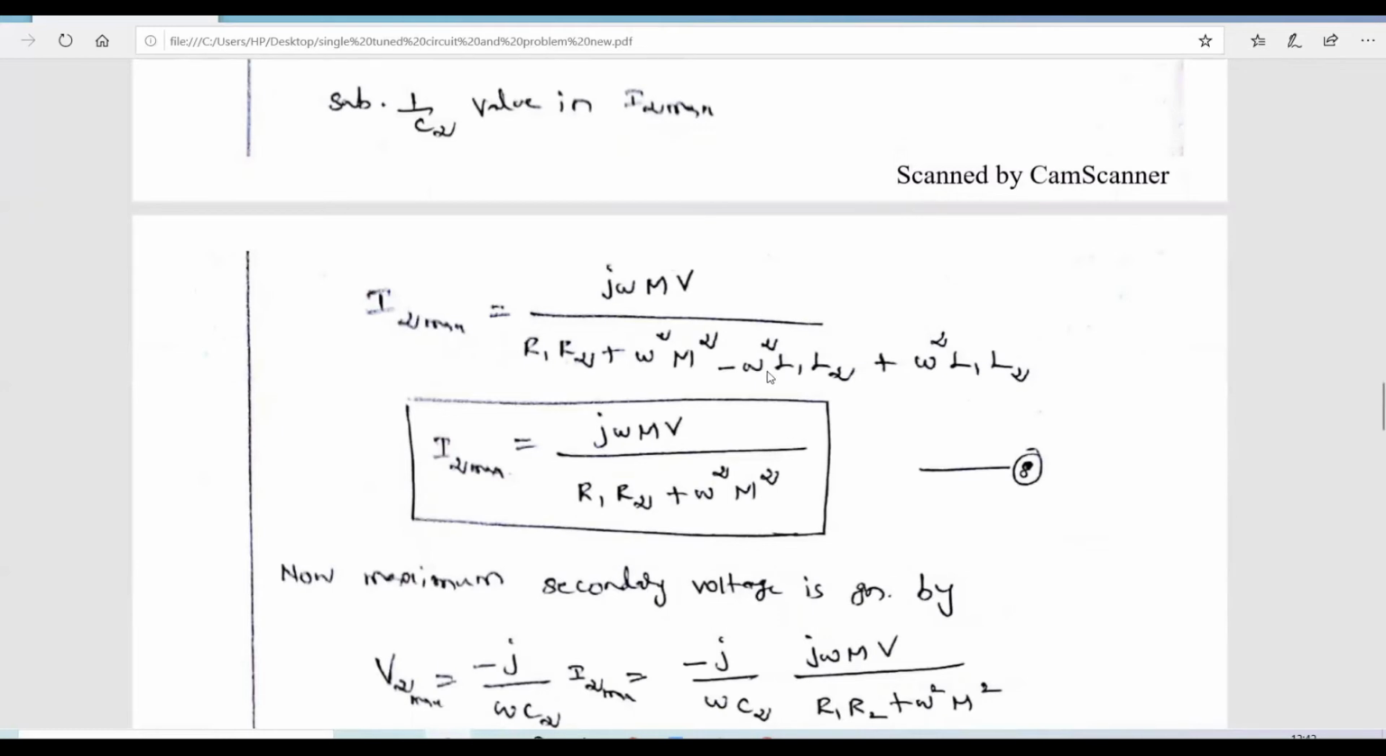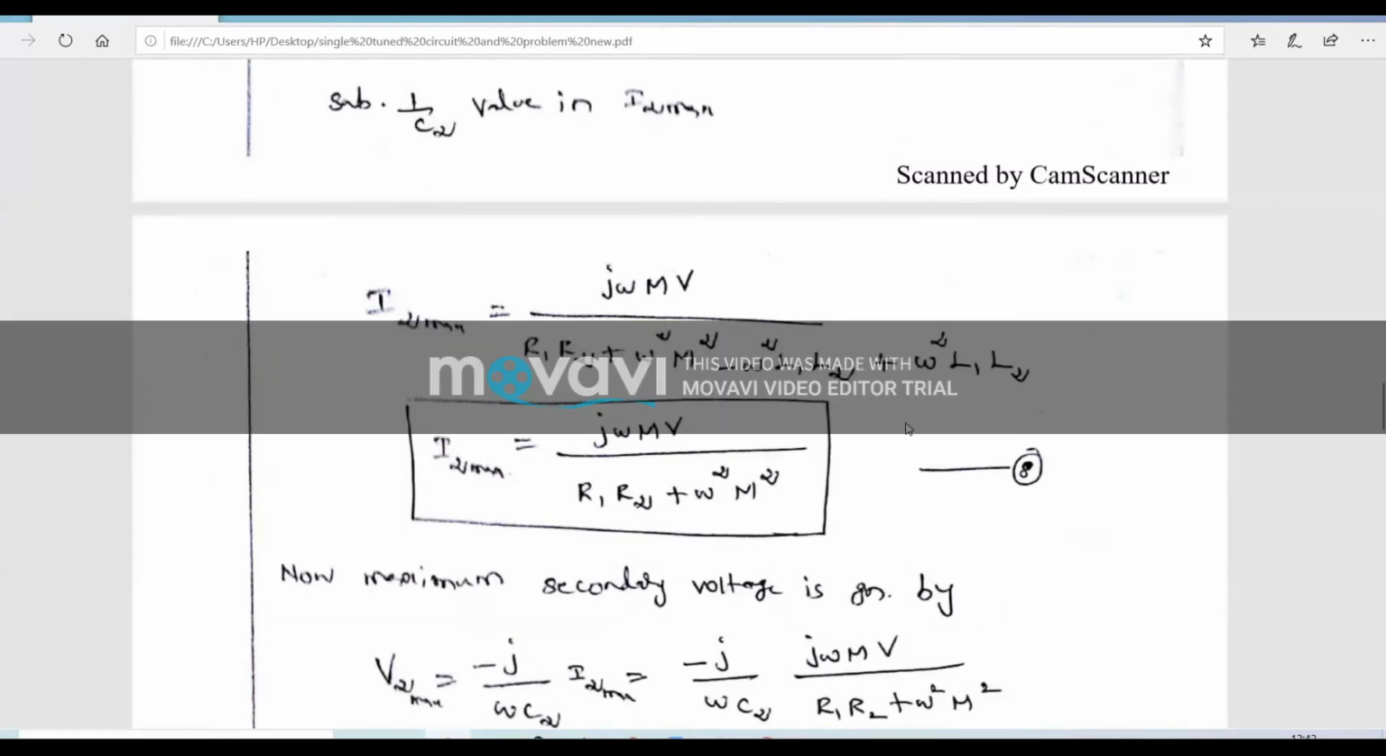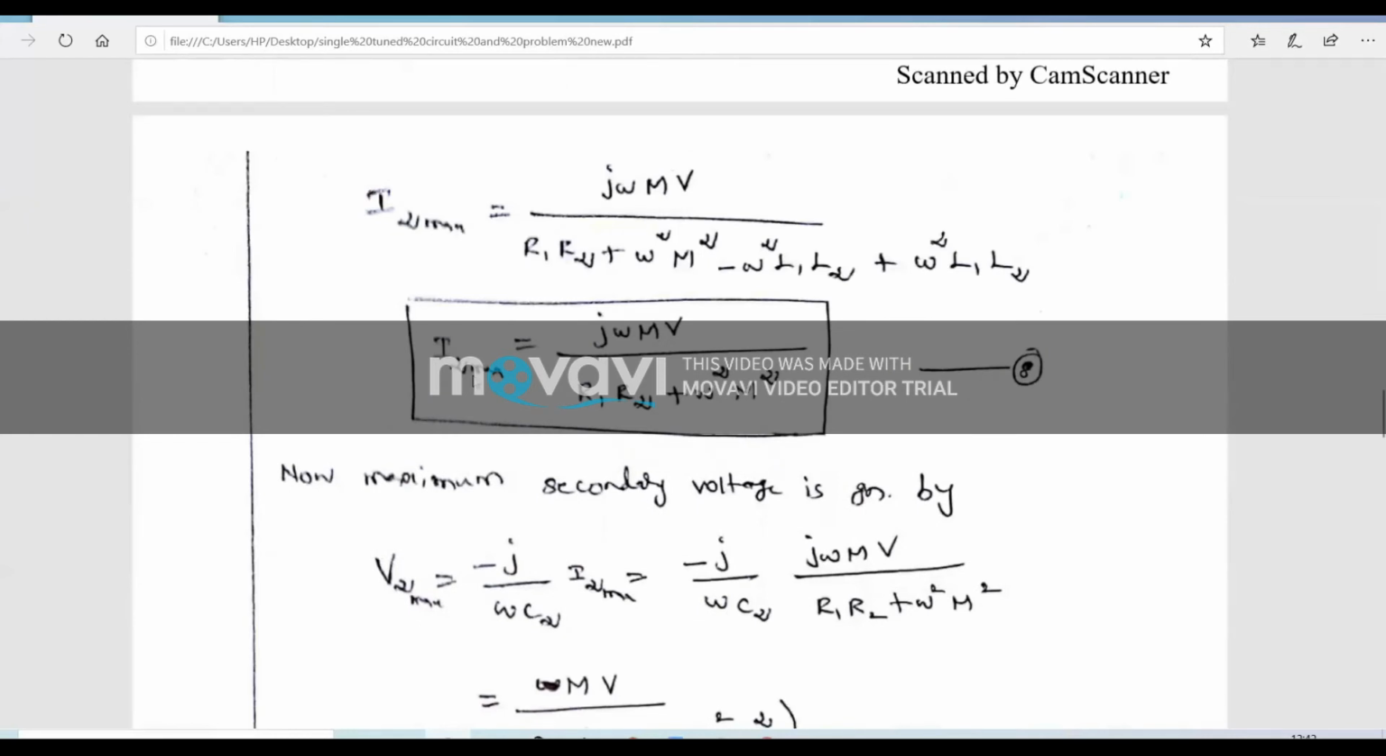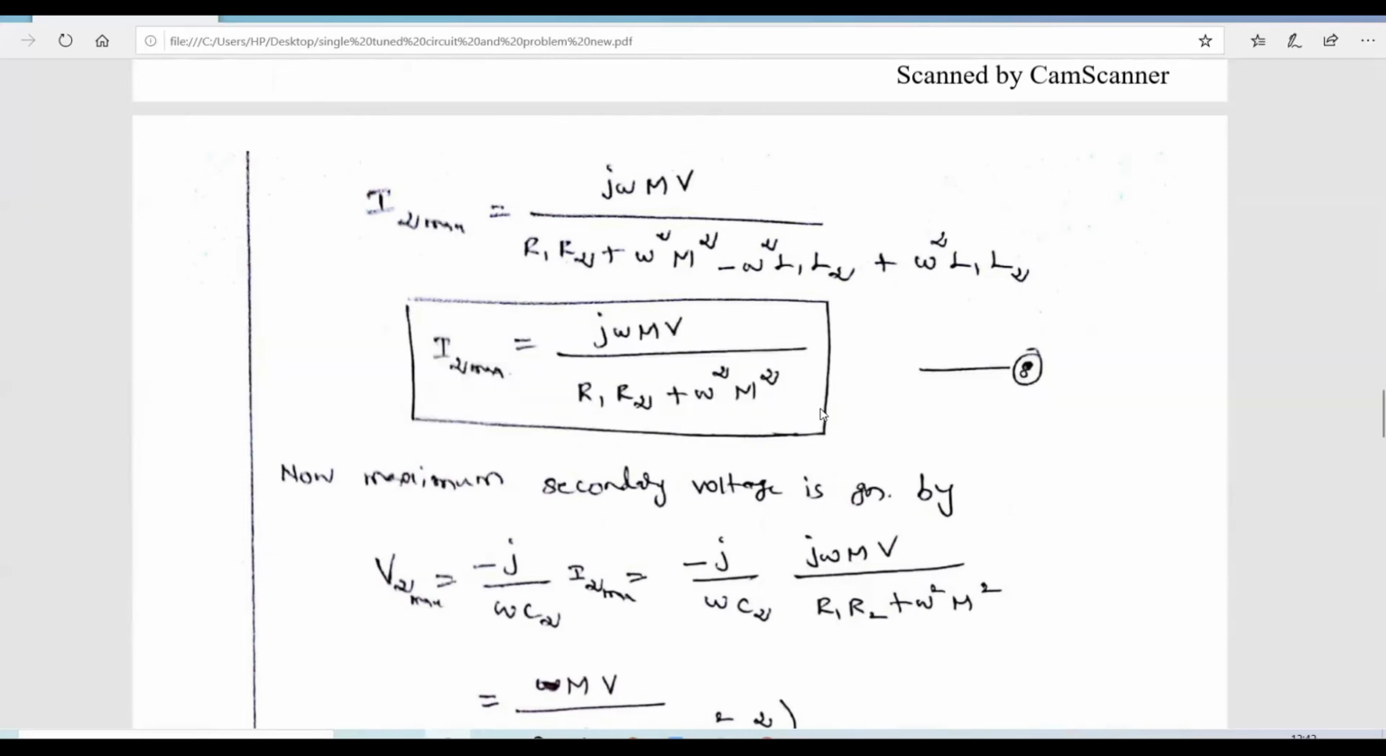Now this minus omega squared L1 L2 plus omega squared L1 L2 gets cancelled. But now we get the simplified expression: I2 max equals j omega M into V divided by R1 R2 plus omega squared M squared. So this is the maximum secondary current flowing in the secondary loop.